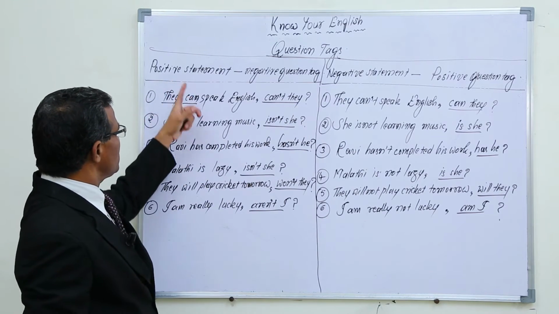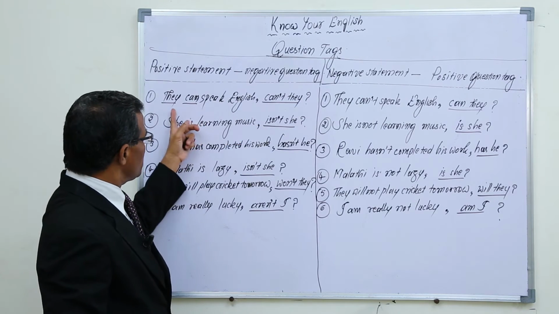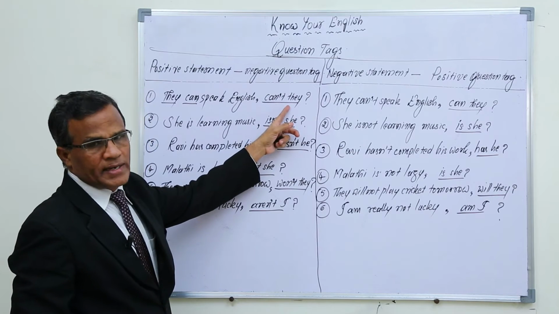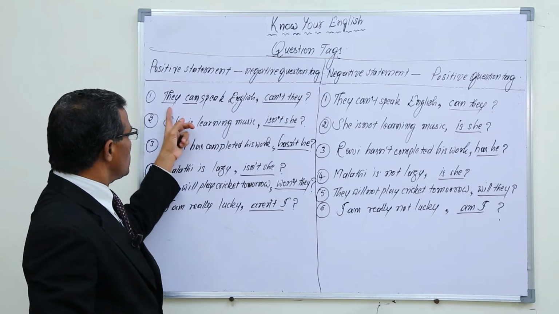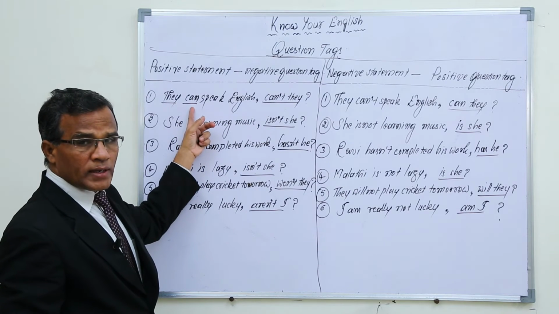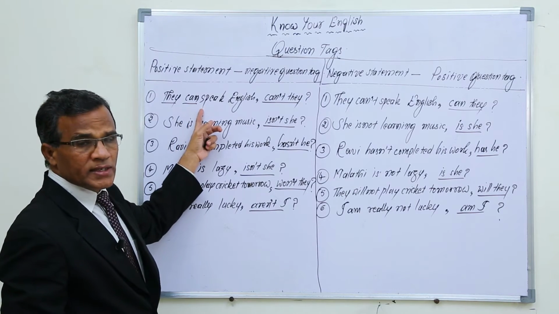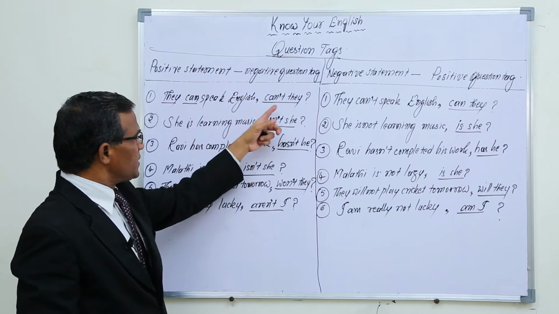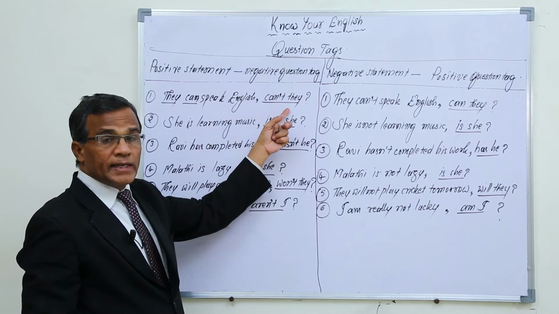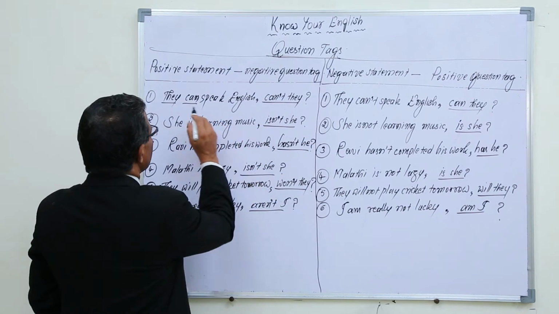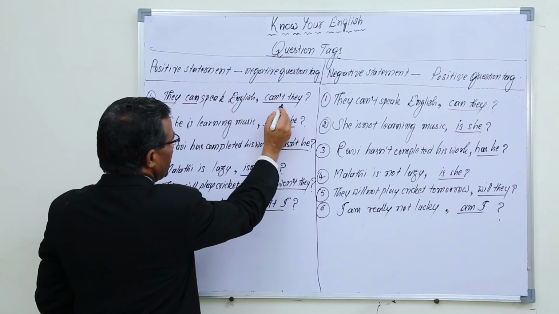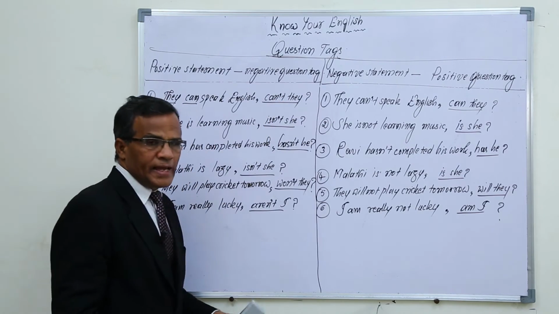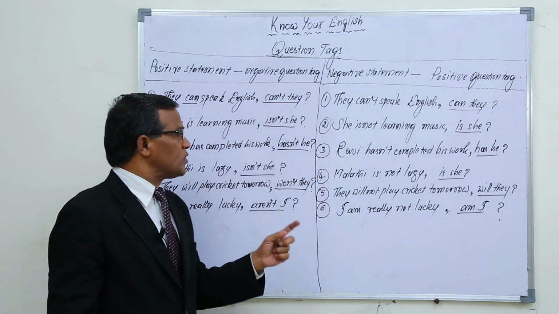But we have seen that when the statement is positive, we have to use a negative question tag. As this is positive, you don't find any word like not or never or n apostrophe t. Such words are not there, meaning it is a positive statement. So we have to use a negative question tag. That's why can they should be negative: can't they.